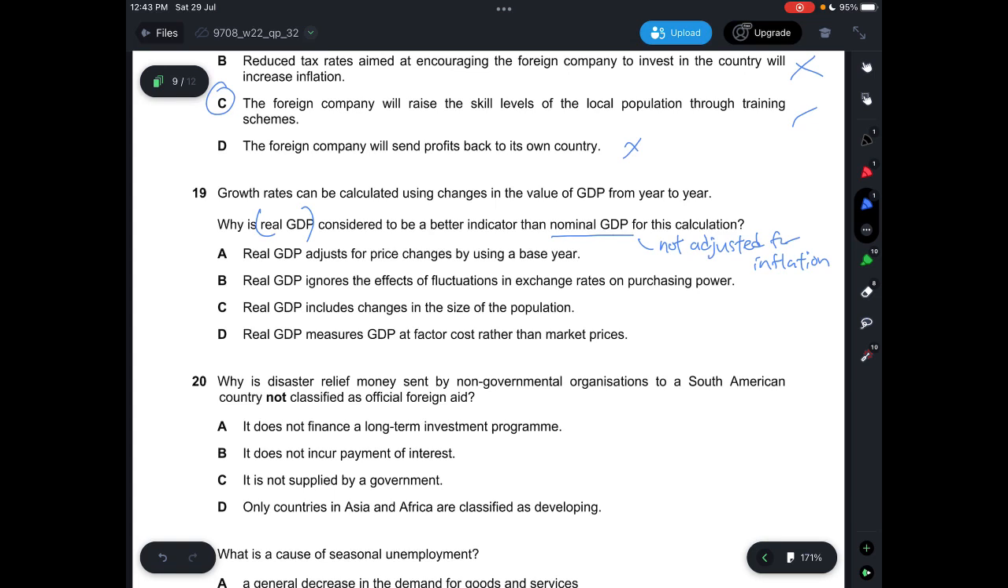A, it says real GDP adjusts for price changes using the base year. So this is correct. And B, real GDP ignores the effects of fluctuation in exchange rates on purchasing power, which is incorrect. It does care about the effects of fluctuation in exchange rate because, like I said, real GDP is GDP adjusted for inflation. And C, real GDP includes changes in the size of population. This is not accurate. And D, real GDP measures GDP at factor cost rather than market prices, which is incorrect. So answer has to be A.